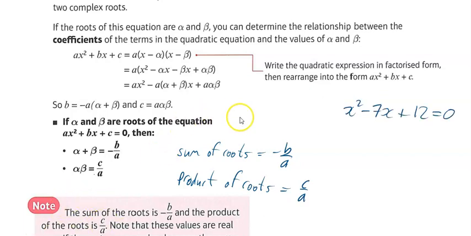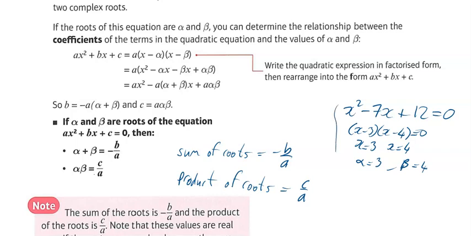Okay, I've just written down one that we all know, so we can look at this to see that this does work. If you have this equation, x squared minus 7x plus 12, if you factorize it, it would factorize to be (x minus 3)(x minus 4) equals 0. So the roots would be x equals 3 and x equals 4. So you could say that alpha, one of the roots, is 3, and beta, the other root, is equal to 4.